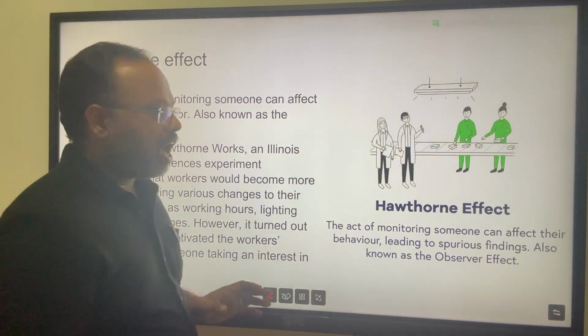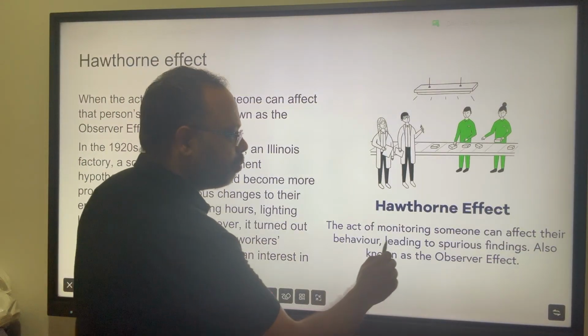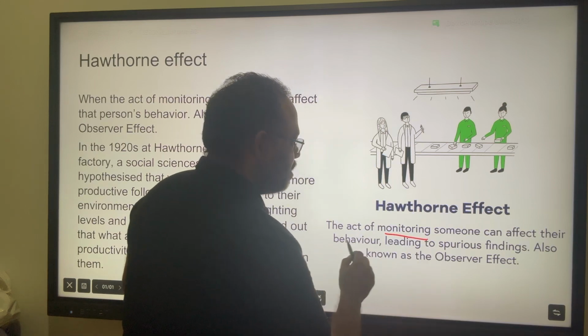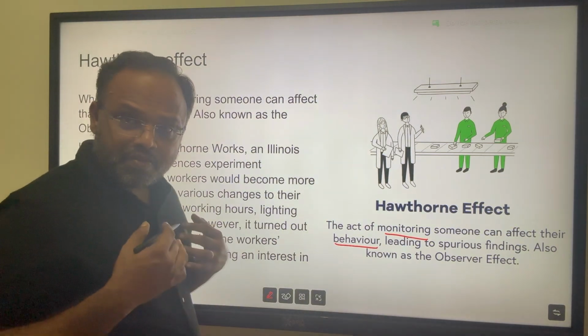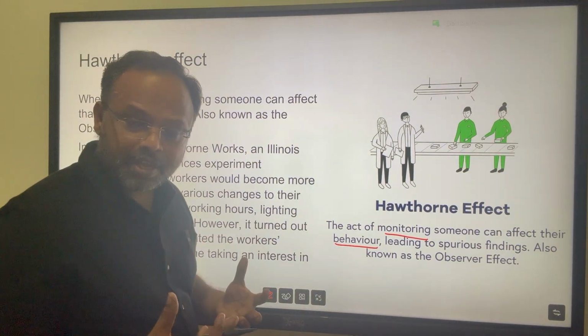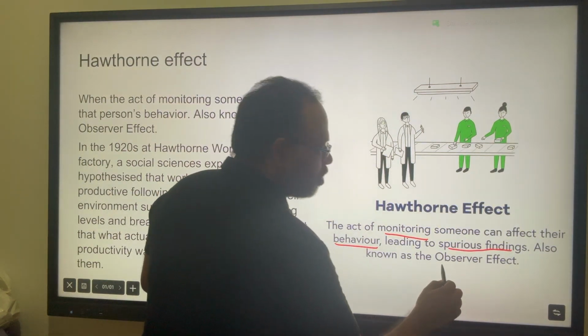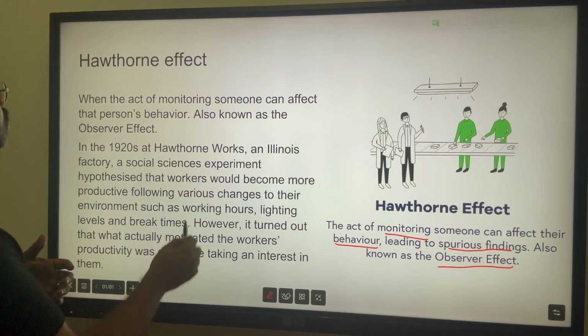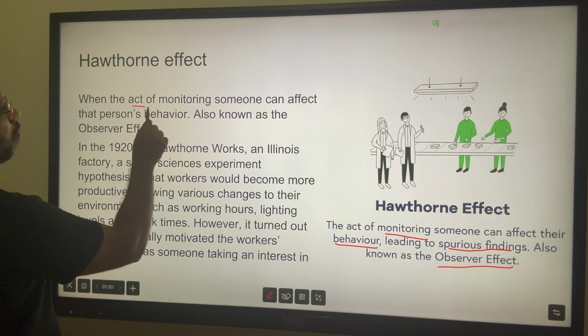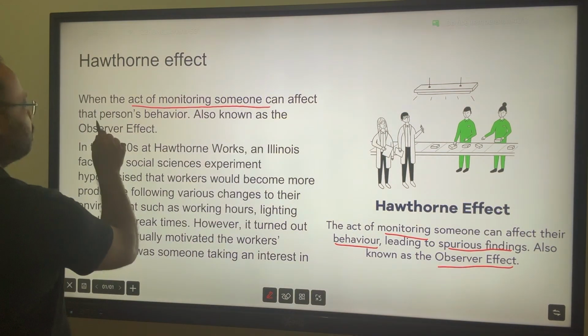Next on the list is the Hawthorne effect. Here the act of monitoring someone can affect their behavior. That is, if somebody feels that they are being monitored by somebody, their behavior will change. This leads to curious findings. This is also called the observer effect. So the Hawthorne effect occurs when the act of monitoring by someone affects the person's behavior.